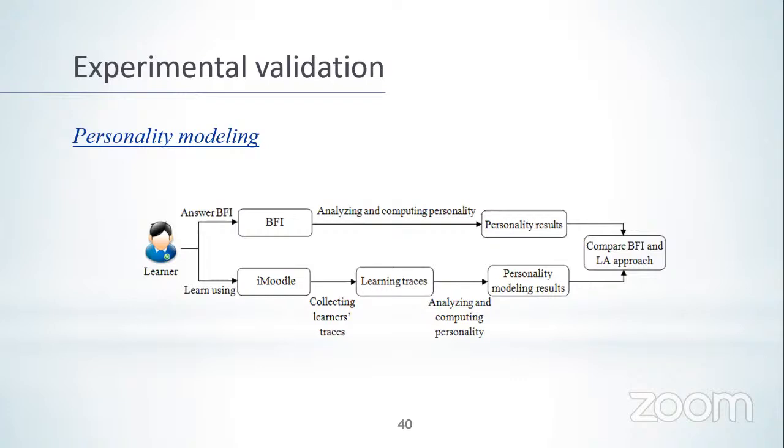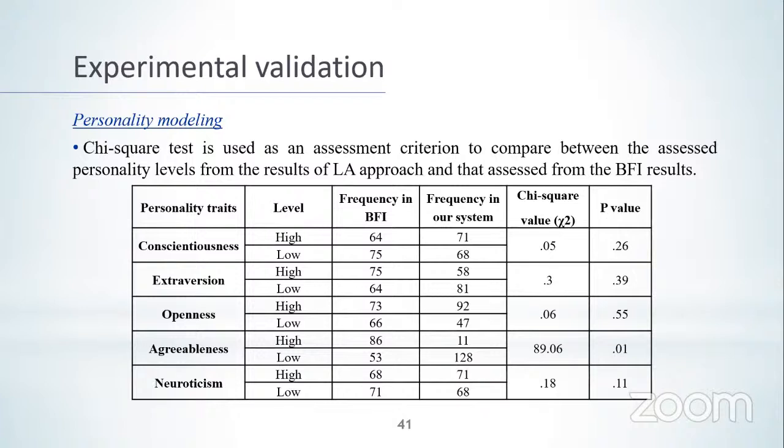So, personality implicitly modeling results. Could you please move? Yes. The results showed, using the chi-square test, the p-values, that there is no significant effect between learners' results in the Big Five inventory and our identified personalities using our proposed learning analytic system for the conscientiousness, extraversion, openness, and neuroticism.